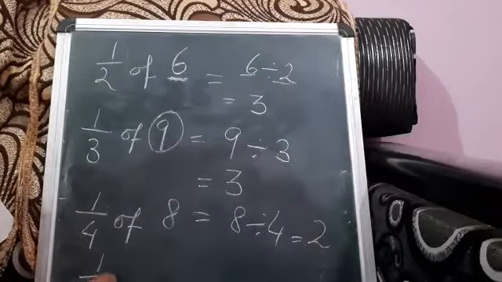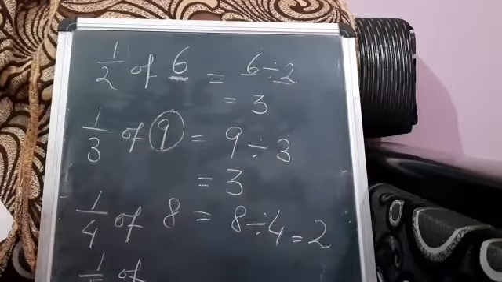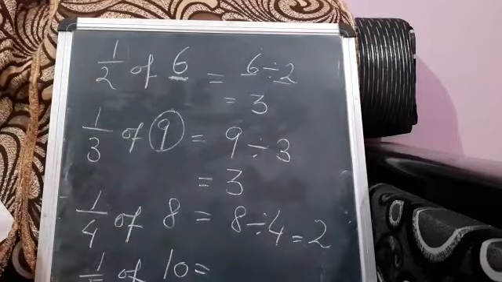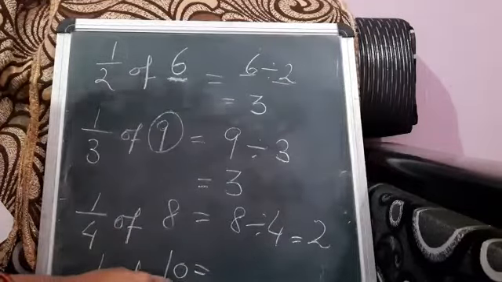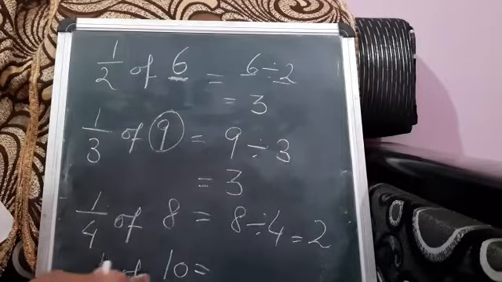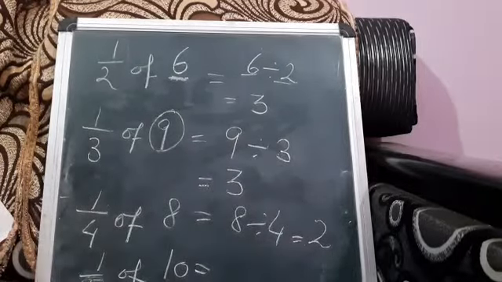Similarly, if I want to find out 1/5 of a number, for example, I am taking here 1/5 of 10. So I want to divide 10 things into 5 equal parts, because the denominator here is the number 5. So I want to divide 10 things into 5 equal parts. So what will I do?